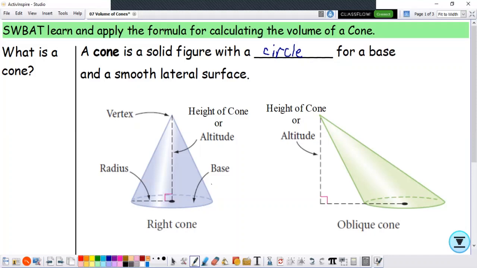And with cones, we have what are called right cones, where the vertex is directly above the center of the base or the center of the circle. And we have oblique cones, where they're slanted. And believe it or not, finding the volume of either a right cone or an oblique cone is exactly the same. But the cones we're going to look at are all going to be right cones.